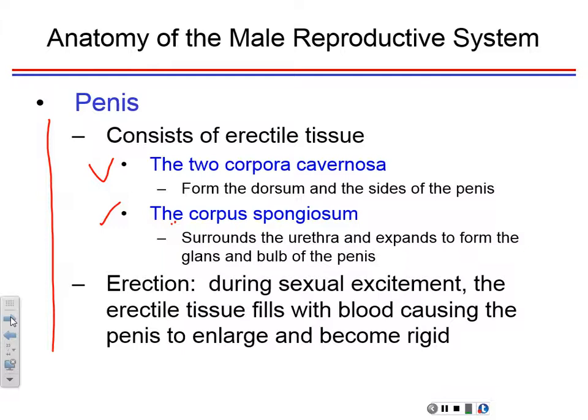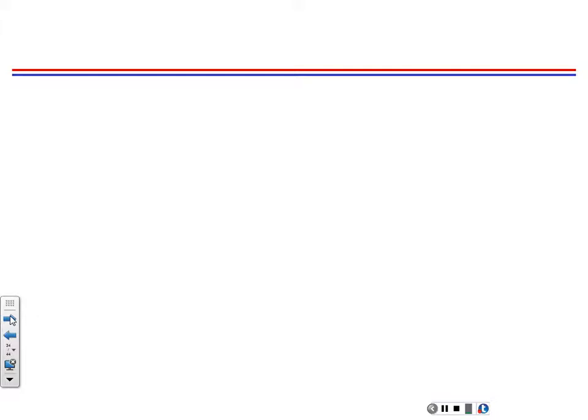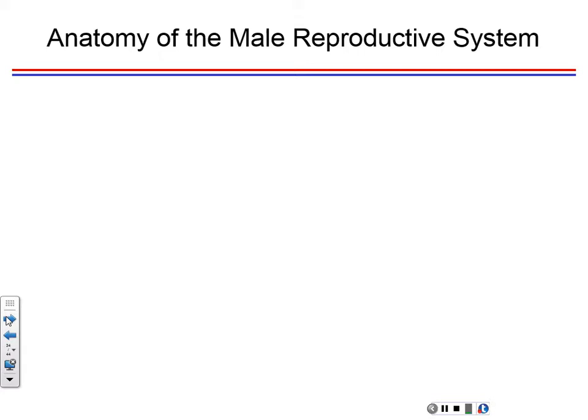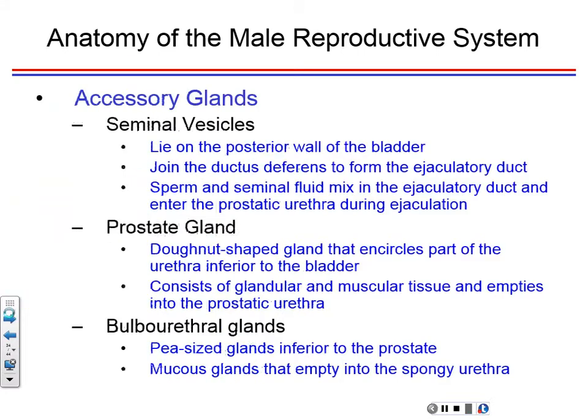Okay? Erection. This is what happens during sexual excitement, and these erectile tissues become filled with blood. All right? And then the penis becomes rigid. It is necessary to insert into the vagina so you can deposit the sperm high up in the female reproductive tract. Okay? So that's what the penis is for. It's a copulatory organ. And now we talk about the accessory glands that produce the secretions that become semen.